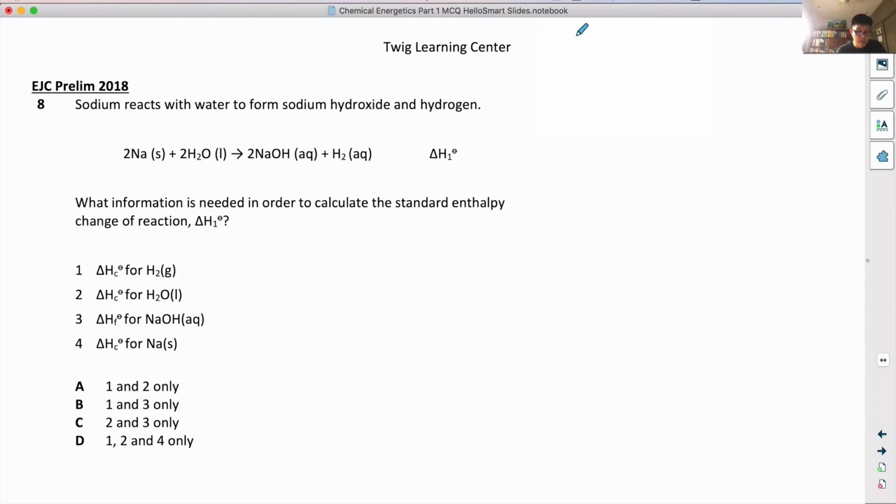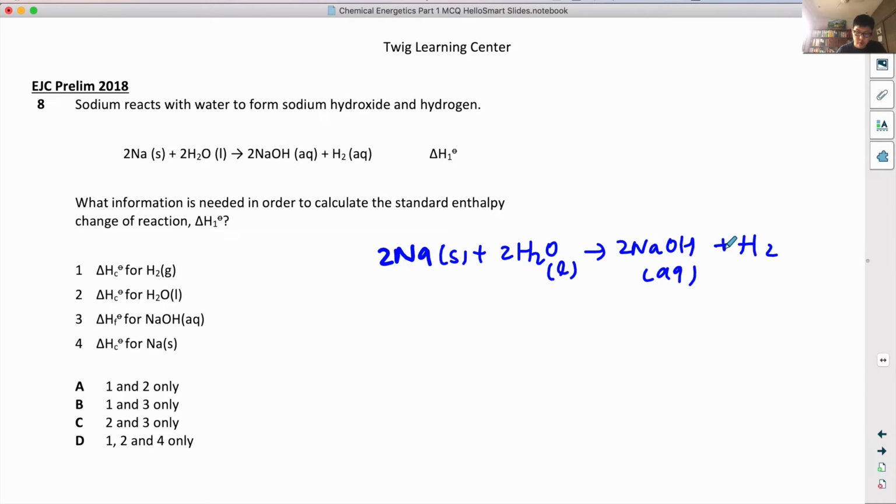Let's go through question 8. Sodium reacts with water to form sodium hydroxide and hydrogen. What information is needed in order to calculate the enthalpy change of reaction? If I write this equation out, let's see how we can solve this. The objective is to find out H1.